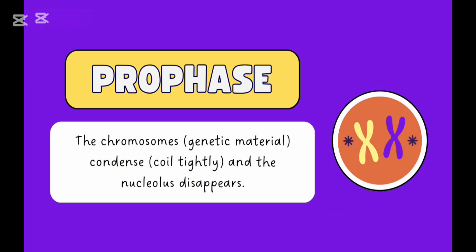Prophase, which is the beginning of mitotic cell division. This is when the chromosomes, carrying genetic material or genetic information, coil and become visible. They thicken up and they become visible.